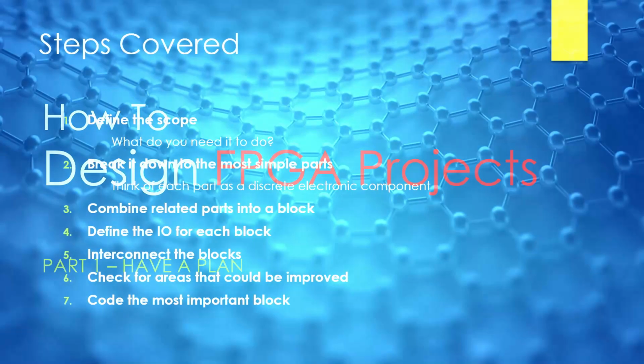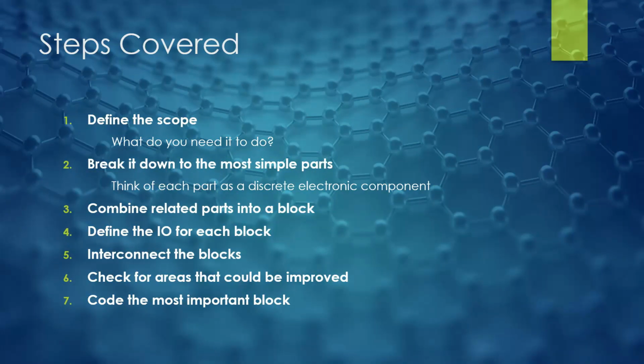to be doing here. So the steps that we'll cover to do this is defining the scope, knowing what it is that you want your circuit to do. Once we know that, we can break it down to the simple parts. So each part can be considered like a discrete electronic component, such as an AND gate, a counter, an output, an input, a switch, those sorts of things. And once we've got all of those discrete parts, we'll combine related parts back into a block.